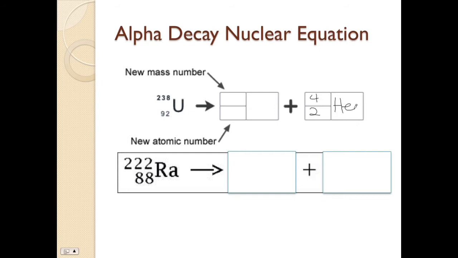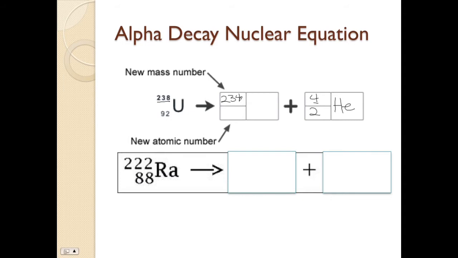Now we get into the actual balancing part. Law of conservation of mass says what? We have to have the same amount of matter on both sides. So if we started with that much matter, we have to end with that much matter. We started off with a mass of 238, and we've accounted for a mass of 4. So I should have 238 minus 4, which is 234, because the total mass has to be the same on both sides.